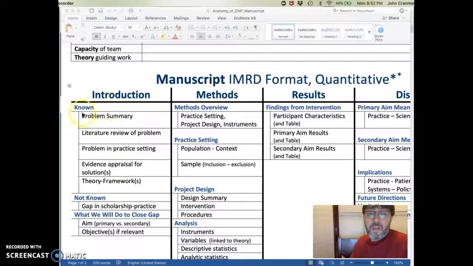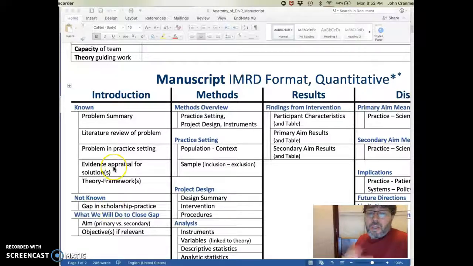So you can see here you have a summary of the problem or issue, the literature related to the problem. So this is the science, what's been published about the issue. You may appraise evidence for potential solutions, and you may use a theoretical framework to guide your methods, results, and discussion section. That's essentially what is known. Then you talk about what's not known, the gap in scholarship and practice, with a problem statement or something like that, and a very brief statement of what you're going to do to close that gap using an overall aim, and specific objectives if it's relevant for your journal.